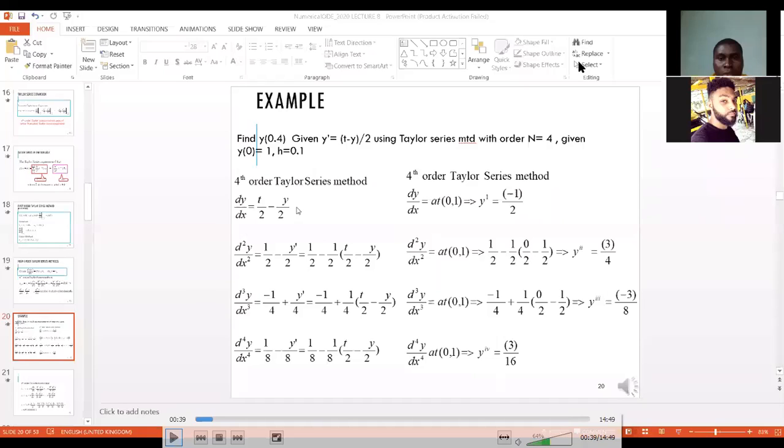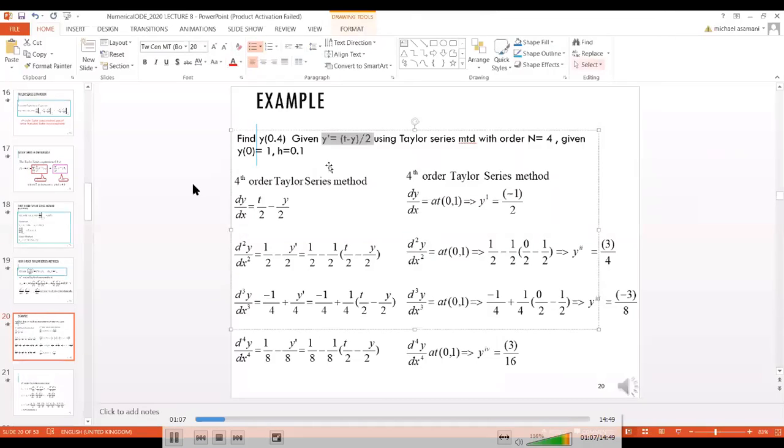And then you have to differentiate that, which gives us d squared y over dt squared. When we differentiate t over 2 with respect to t, you get 1 over 2. And then you differentiate y over 2 with respect to t, you get y prime over 2. And we know that y prime is t minus y over 2, so you substitute the whole of t minus y over 2 into the numerator here.